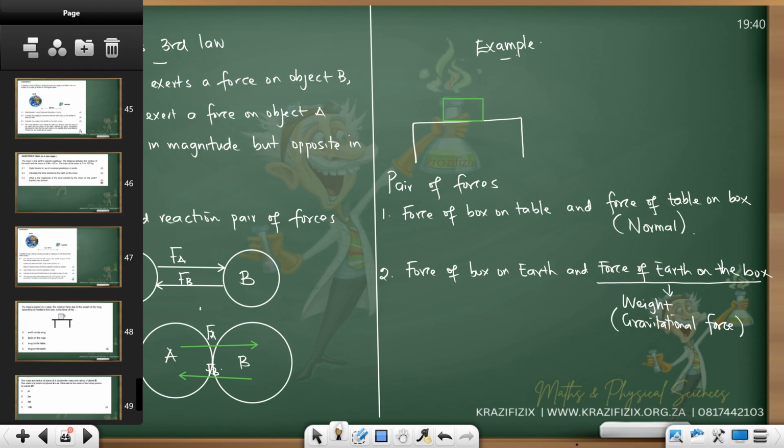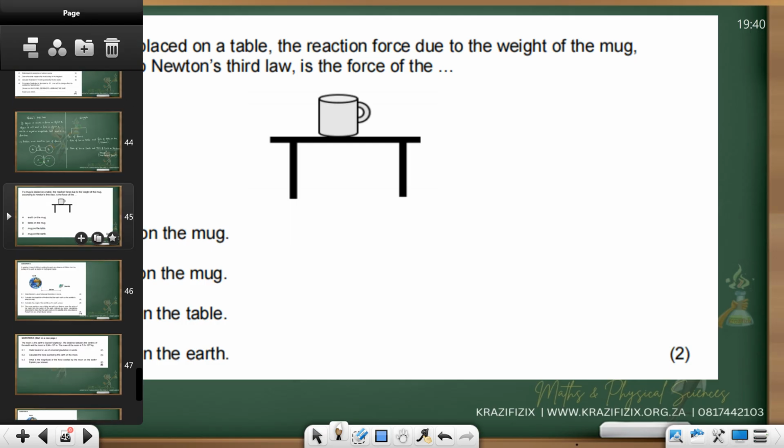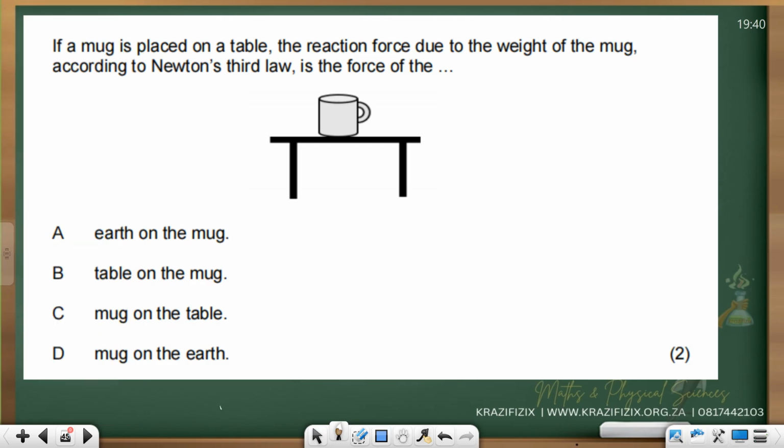All right, what do you think the answer to this question would be? If a mug is placed on a table, the reaction force due to the weight of the mug, the examiner says weight of the mug, according to Newton's third law, is the force of the, please answer A, B, C, or D. First, you have to know what the weight is, which is what I just gave you. The answer is in the note that you wrote. If you can define the weight, then you'll be able to answer the question.